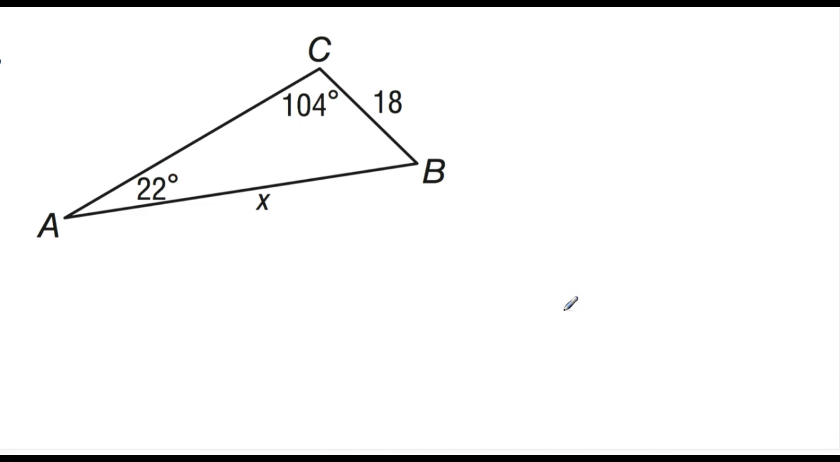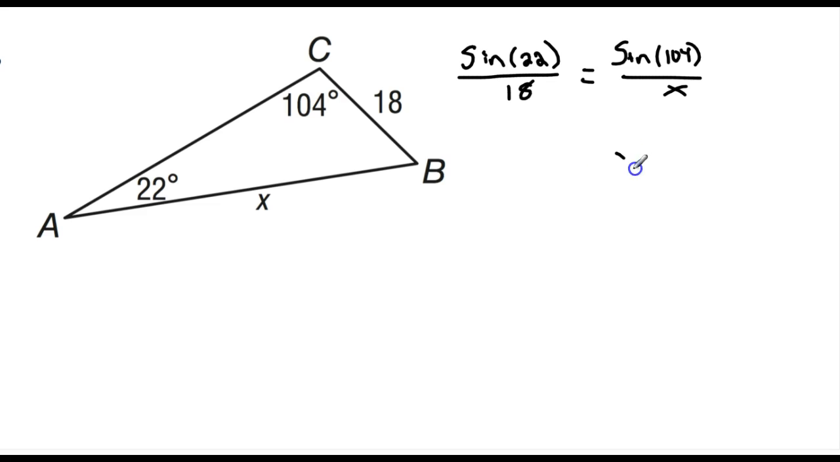Try out this one. So you should have the video paused. Try it out. Once again, this is one that we can use the law of sines on. So we can say the sine of 22 over 18 is equal to the sine of 104 over x. Cross multiply to solve, you get x times the sine of 22 is equal to 18 times the sine of 104.